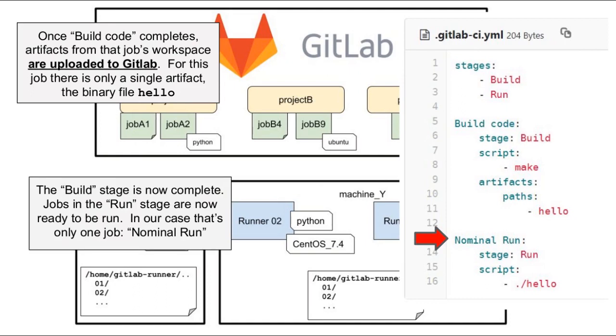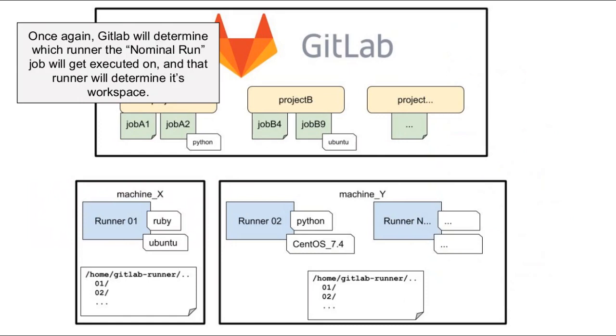So because there's only one job in this build stage, the build stage is now complete. The jobs in the run stage are now available to be run, and in that case there's only one job, and that is nominal run. So in case it's not clear here, you can have multiple jobs per stage, and those jobs will run in parallel. So we have nominal run here. Maybe we'd have another job called exceptional run, and if we put it in the stage run like we have here, those runs will execute in parallel, which is pretty cool.